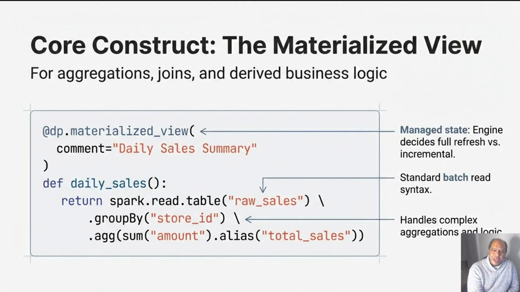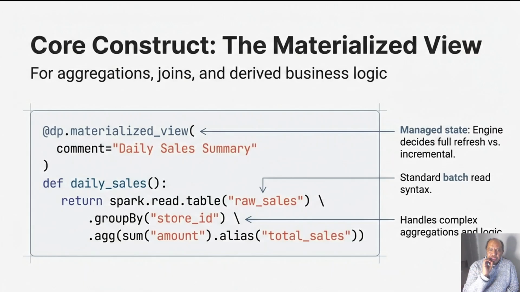Now, the second bit is the standard batch read syntax, the one we saw before. The standard batch read syntax, this is just normal Spark code. No special APIs to learn. No proprietary syntax. If you know Spark, you can write these transformations as well.